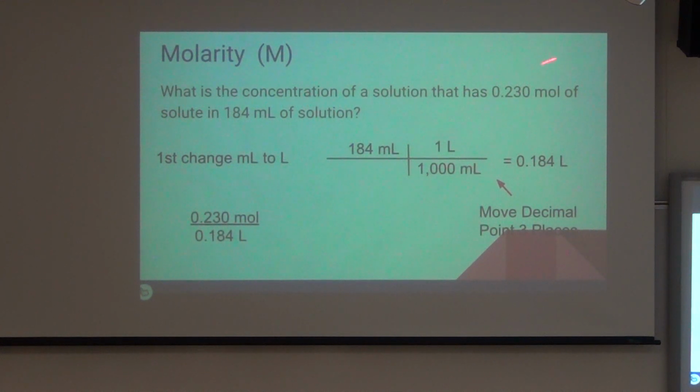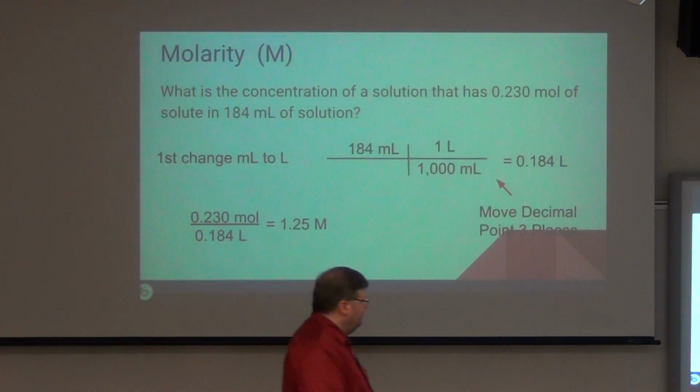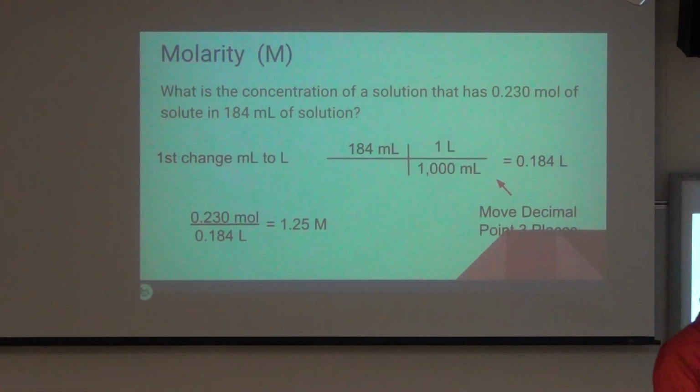So now we've got our solute, 0.230 moles, and we have our solution volume in liters. So that's an easy one. Just plug that into your calculator: 1.25 molar solution. Nothing tricky here, except the darn milliliters. Milliliters to liters, three decimal places to the left. Liters to milliliters, three decimal places to the right.